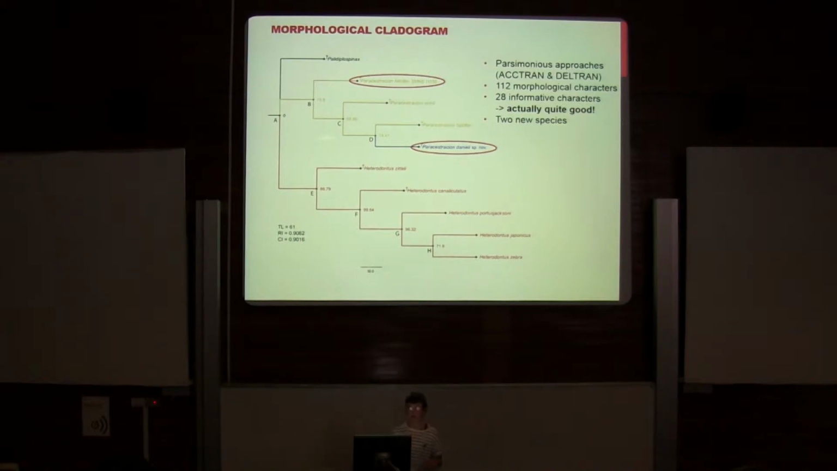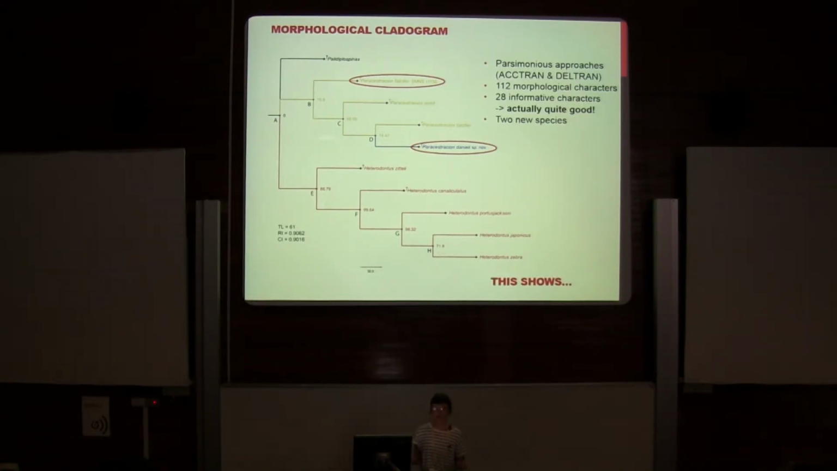So for my independent study, I researched the interrelationships between heterodontiforms, using parsimony approaches with 112 morphological characters. Unfortunately, only 28 were informative. However, this is fairly substantial, given that the preservation potential is so low. But also, during this cladogram investigation, I identified two new species that were previously unknown.